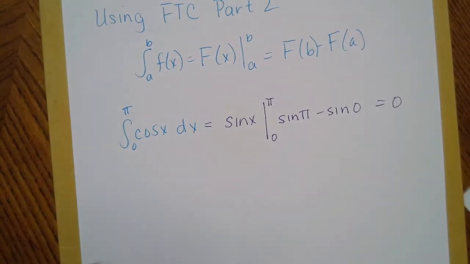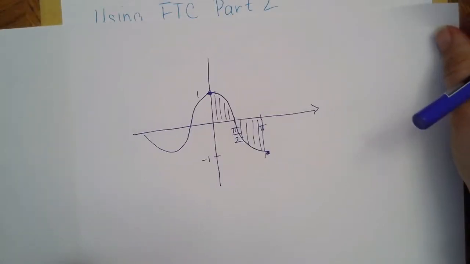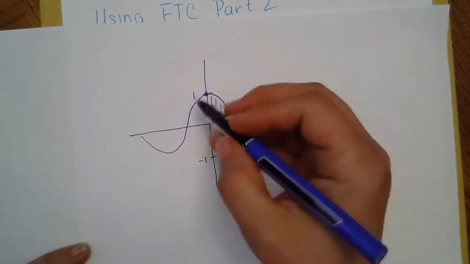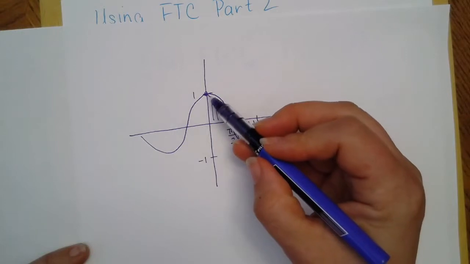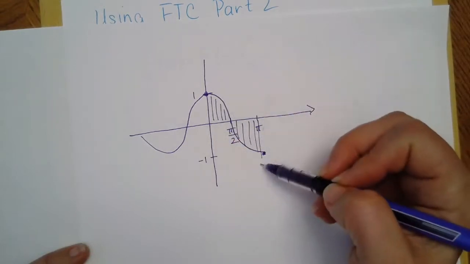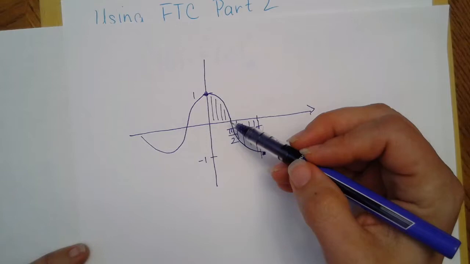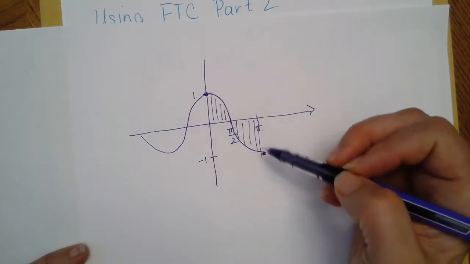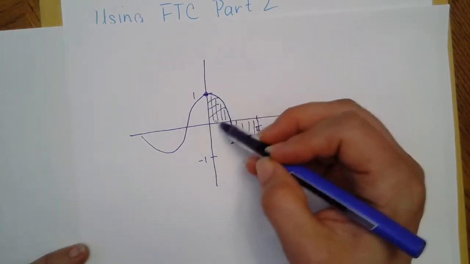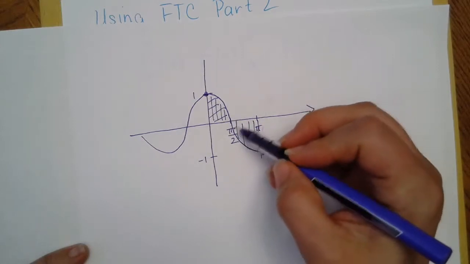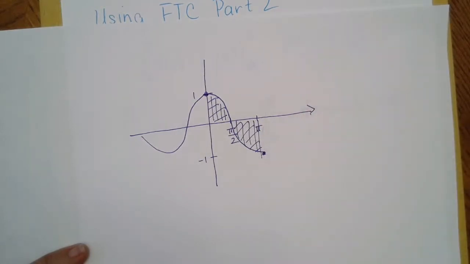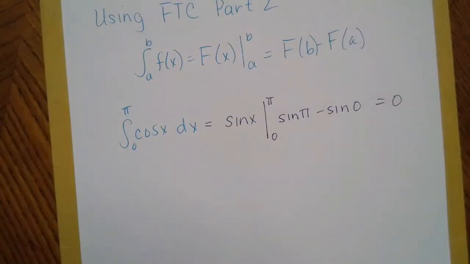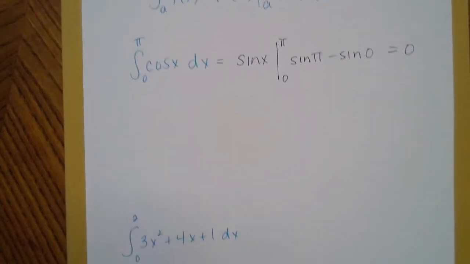Now you might be thinking, how is that possible? So I sketched a little graph of cosine of x from 0 to pi. Cosine at 0 is 1, cosine of pi is -1, and cosine of pi over 2 is 0. So it looks like this. These are two symmetric pieces where the positive part and the negative part are precisely equal to each other, so they just cancel each other out. That's why we say it's the net change in area. Okay? So let's use it again.